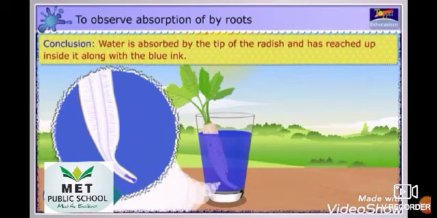The tip of the radish absorbs the water at that place only, and it reaches up inside along with the blue ink. See how it is moving inside the radish. Can you see now? Clearly you can see it. At home also you can do this experiment, and you can clearly see it, and you will understand the function of the root very well.